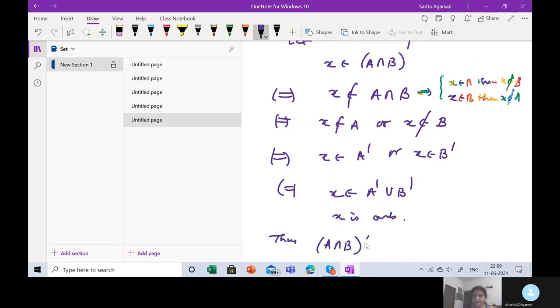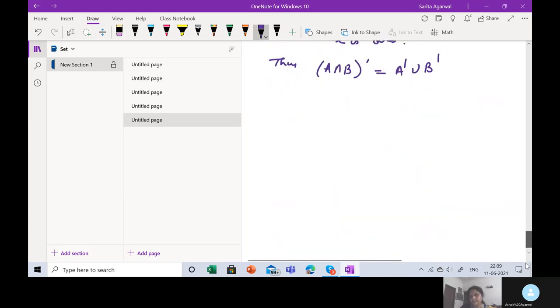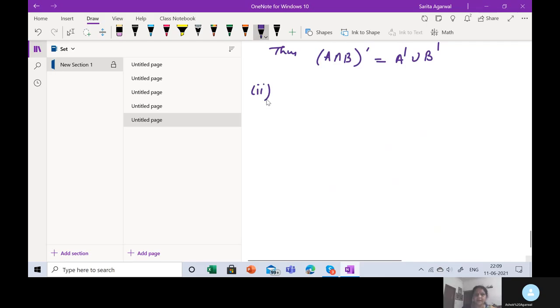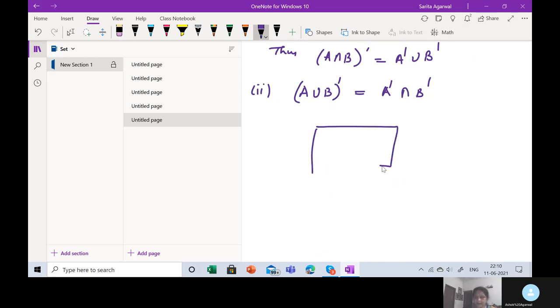Now the second part. For the second part, we take (A union B) complement. And the second property says this must be A complement intersection B complement, right? So again, with the diagram, if you see the diagram, this is A, this is B. So A union B is this portion. So (A union B) complement is this, these lines, right?